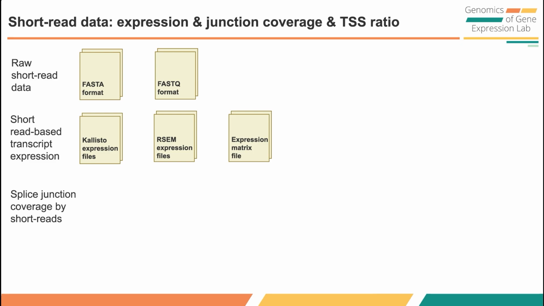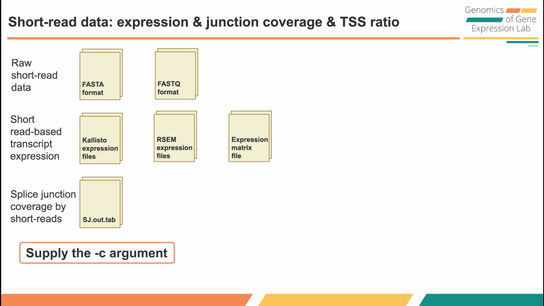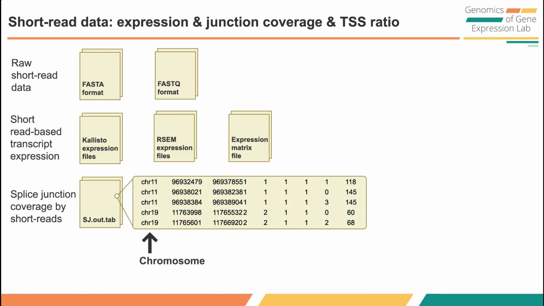If you have short read data, you can run STAR to get the junction file, usually called SJ.out.tab, and supply it to SQANTI3 via the -c argument. It is possible to use a different mapper. However, SQANTI3 requires that the junction format be similar to STAR's output format.